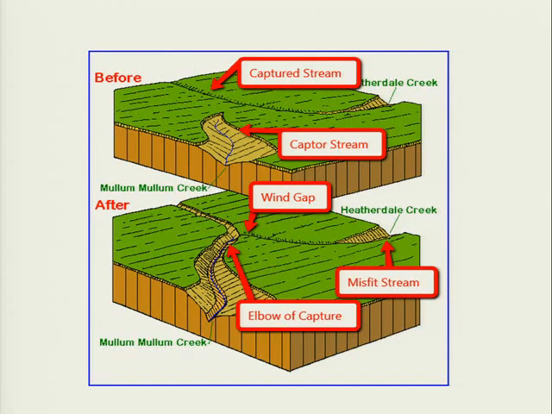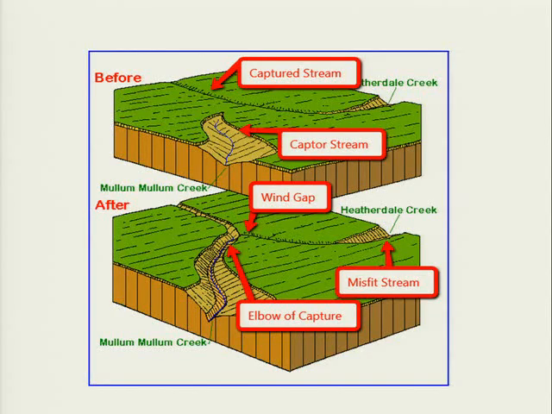Now, as soon as the water is pirated, as soon as it is stolen, there are certain features that will occur. First, we get the elbow of capture. Right. Everybody, bend your arm at the elbow. Do you see? It forms a hook. Compare it to that picture. That's why we call it the elbow of capture. That is the point where the water is taken, where that crime of taking the other river's water takes place.